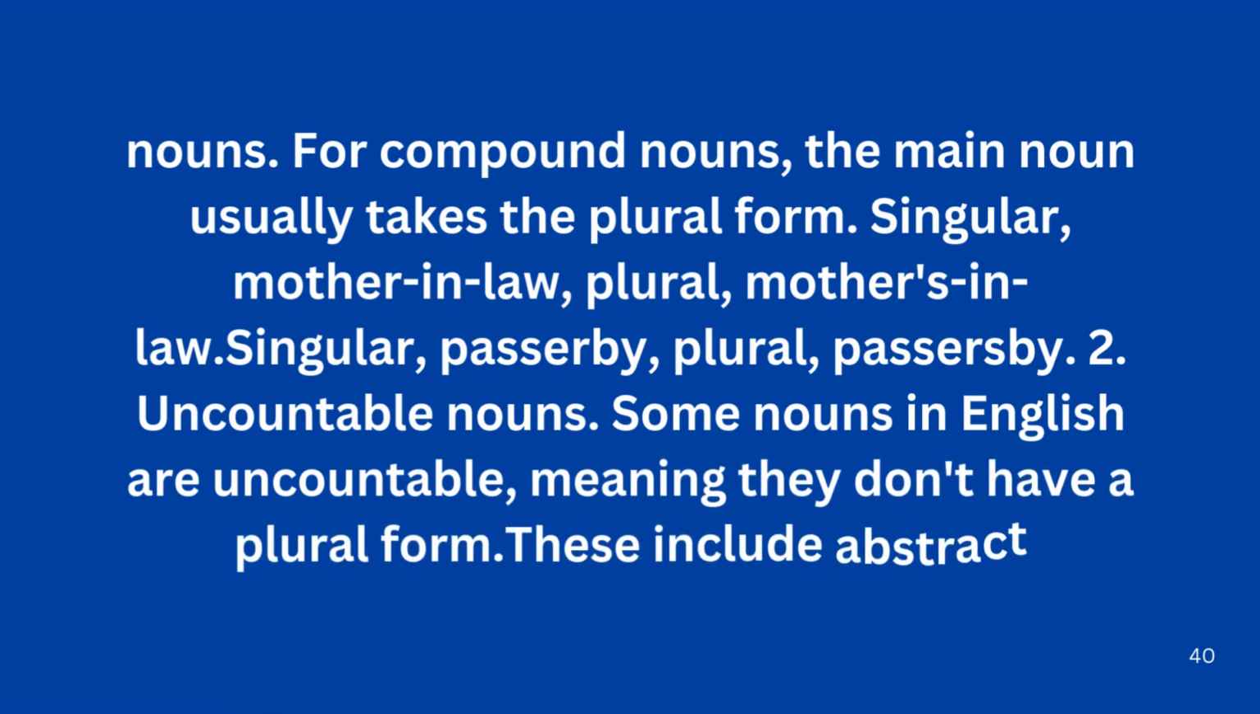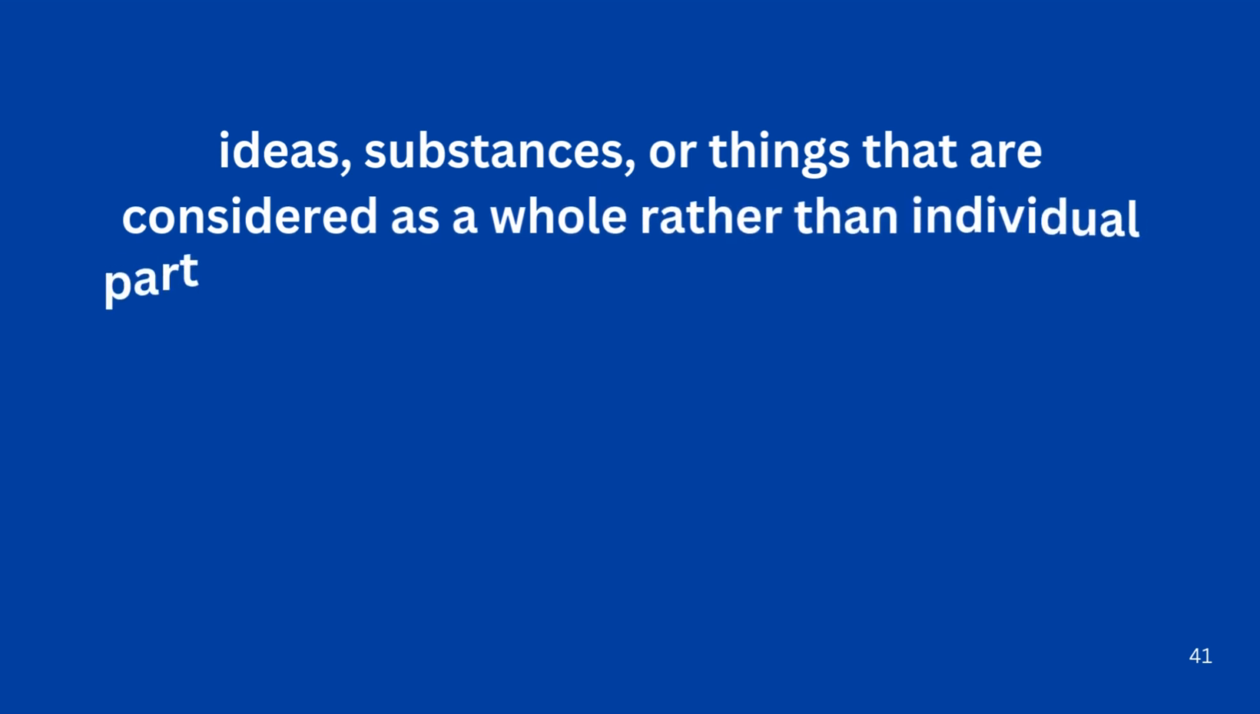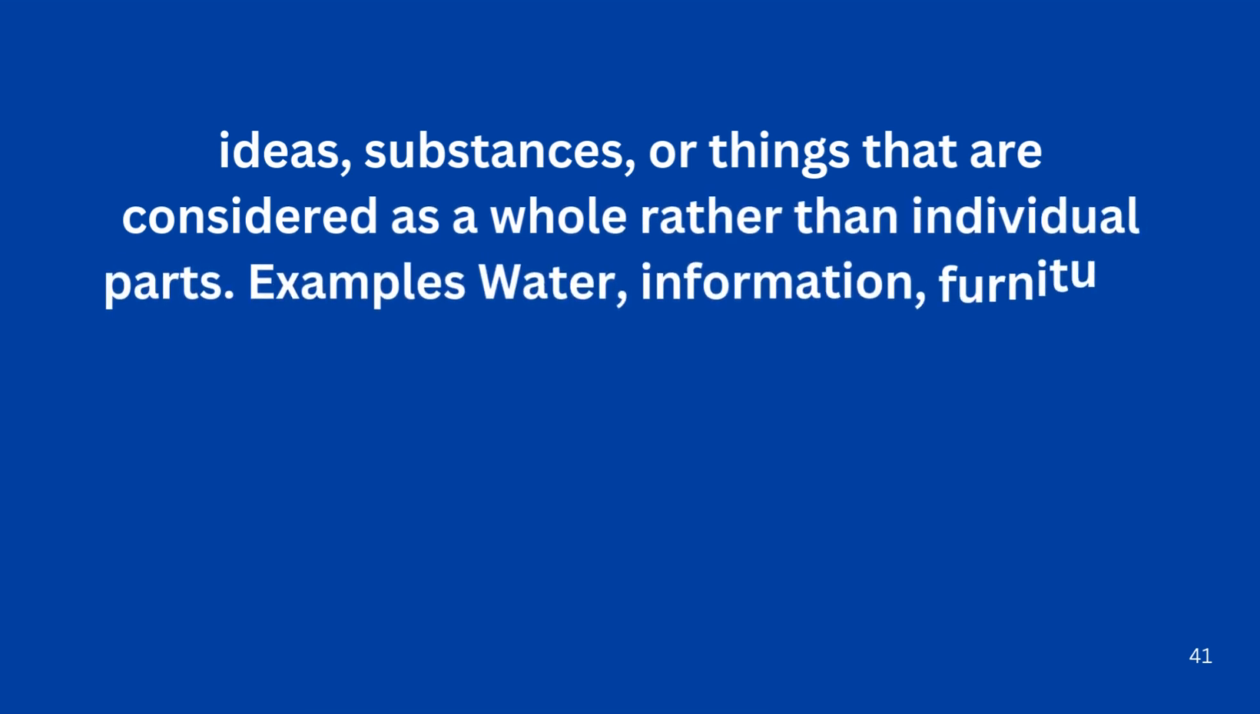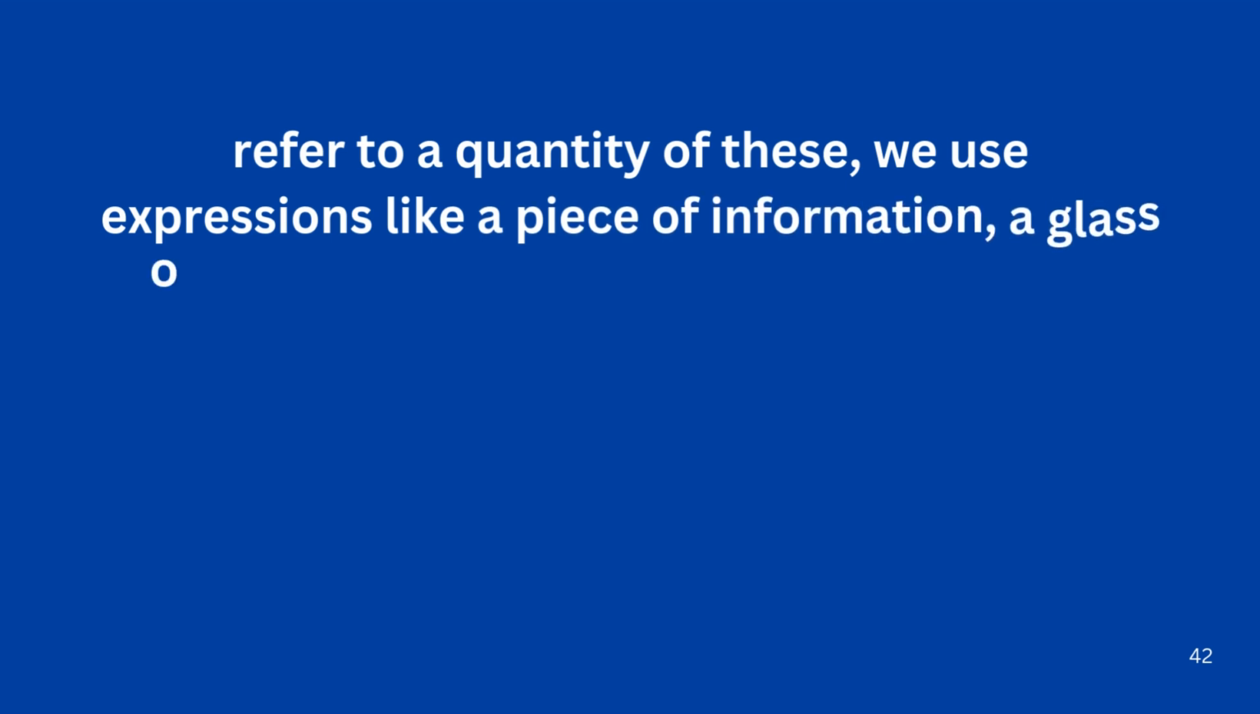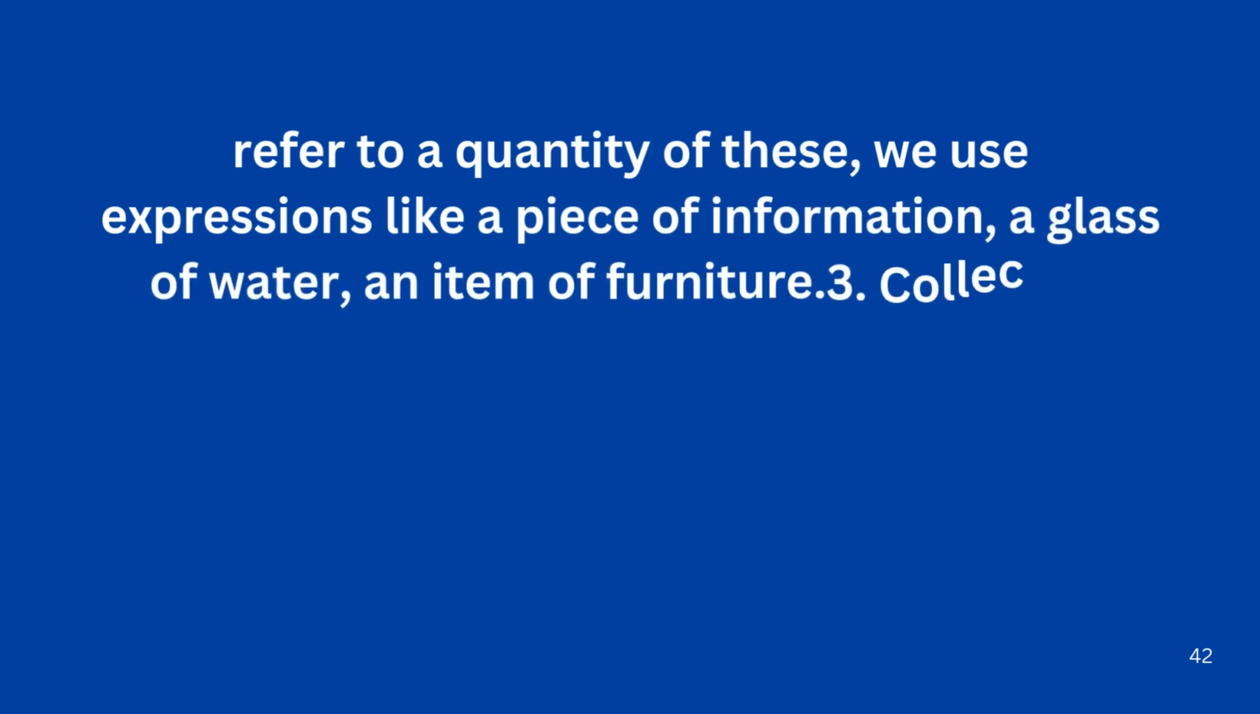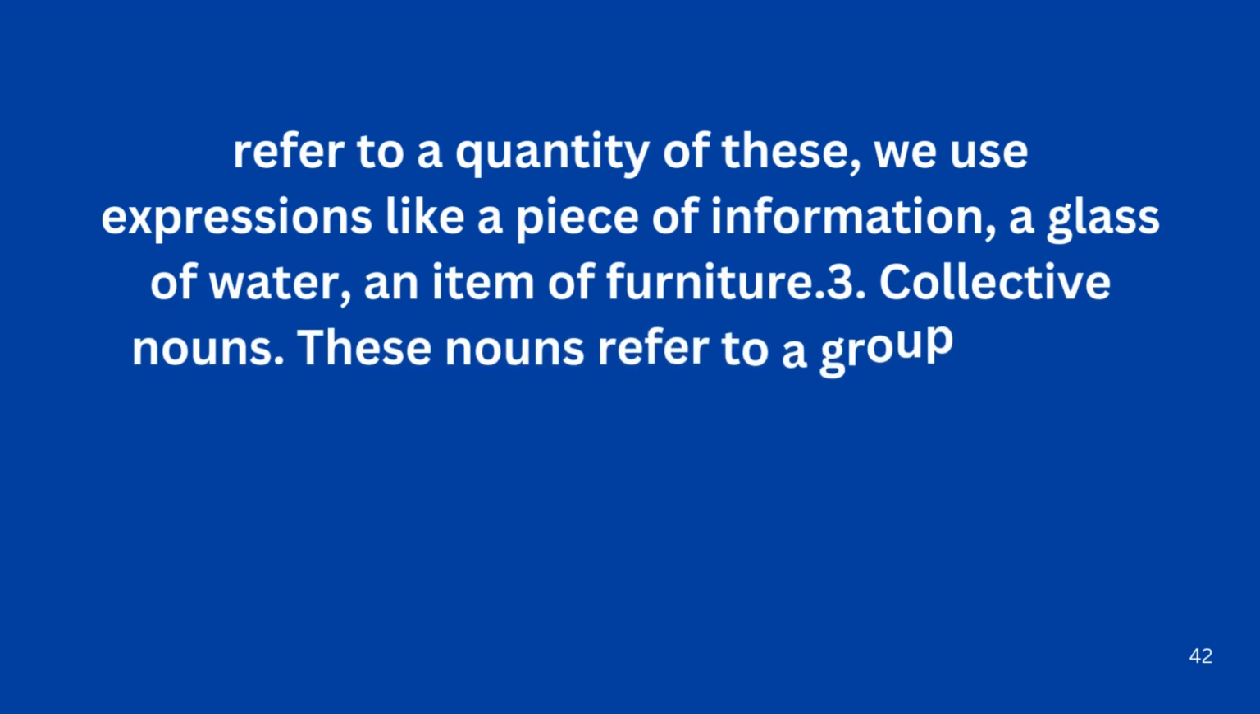2. Uncountable nouns. Some nouns in English are uncountable, meaning they don't have a plural form. These include abstract ideas, substances, or things that are considered as a whole rather than individual parts. Examples: water, information, furniture, money, advice. To refer to a quantity of these, we use expressions like a piece of information, a glass of water, an item of furniture.